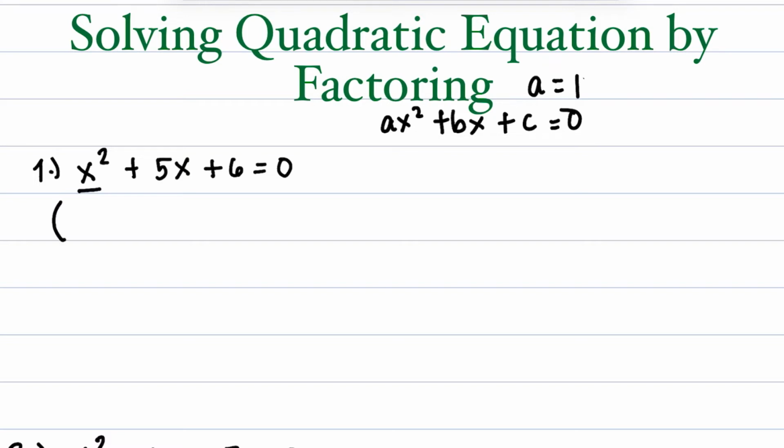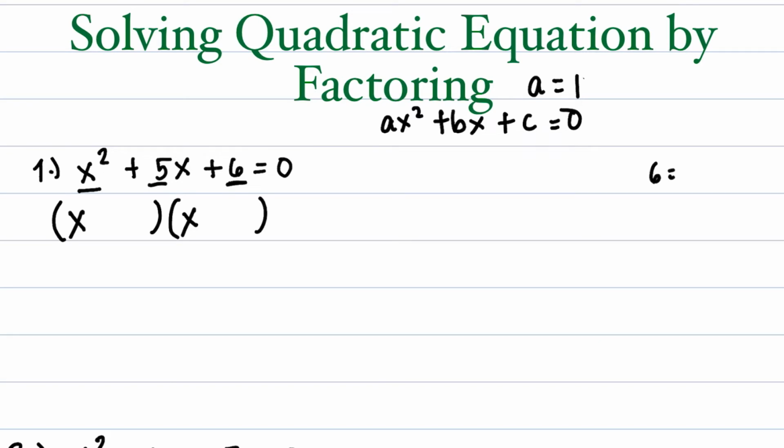So, i-form natin siya as two binomials. So, factors ng x squared, that is x times x. Okay? Then, after getting the factors of the first term, ifa-factor naman natin yung constant term or yung last term. So, ang factors ng constant term dapat pag inadd natin is the coefficient b or yung ating coefficient sa linear term.